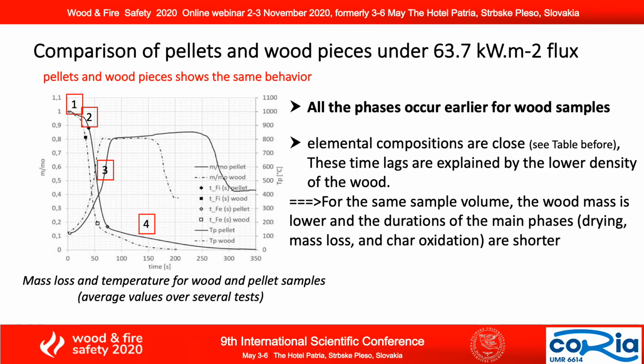What we can say from the picture represented here is that pellet and wood piece show the same behavior, but all the phases, drying, pyrolysis, and char oxidation, occur faster for the pellet. The elemental compositions cannot explain this difference. The only main difference between oak wood and pellet is their density. So this can explain the difference we observe in the timeline.